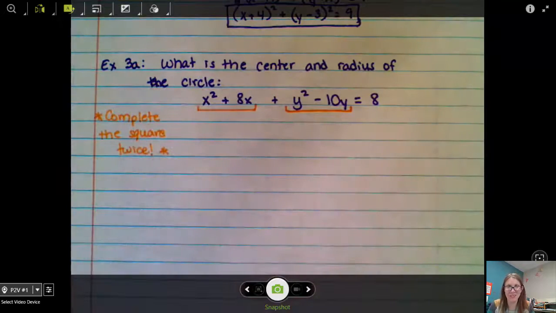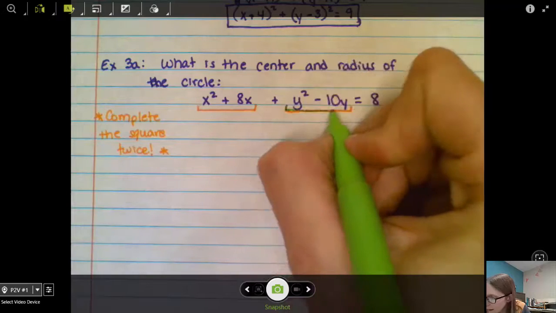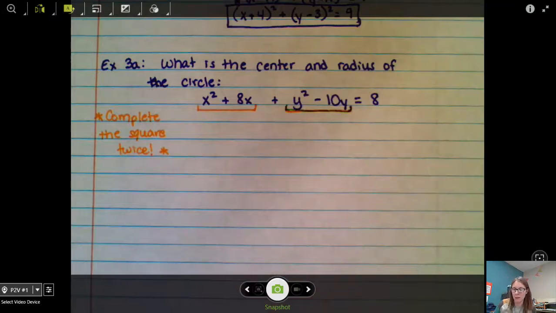Oh, joys, right? I'm sure that's exactly what you were thinking. So excited to complete the square twice. So the same idea, that same process as what we were doing with our parabolas when we had to complete the square. We just need to do that twice here. And I'll actually do this in a different color. I'll do my x's in one color and my y's in another.